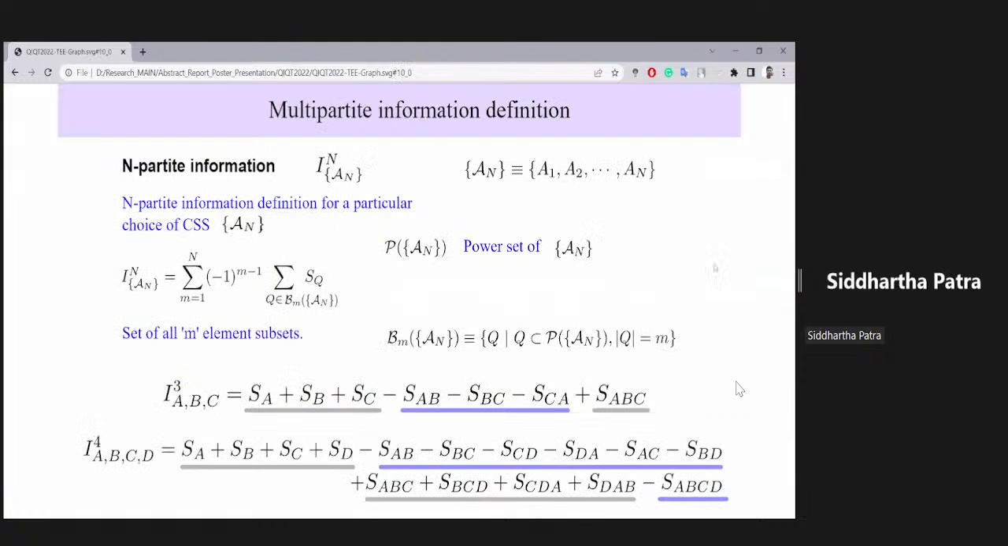To answer that, we generalized the tripartite information definition, which is already known, to higher n-partite information. The tripartite information is the alternate sum of higher number of subsystem entropies, as shown here. Similarly, four-partite information is defined in a similar way. You can extrapolate. Before we calculate this, we mapped this problem of multipartite information to a graph problem.